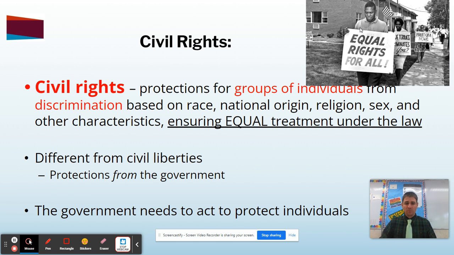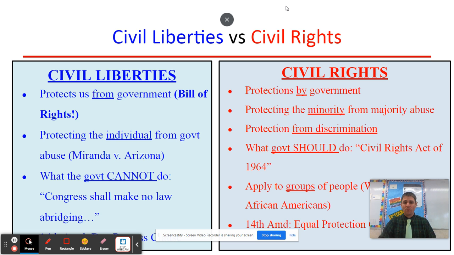So it's different from civil liberties. Those are protections from the government. Civil rights are protections the government gives to the groups, and the government needs to act to protect individuals. The government needs to support its citizens. So civil rights, we've gone over this slide again. This is kind of the distinction, civil liberties, civil rights. Know the difference. They are important.